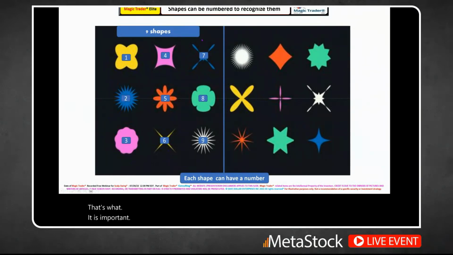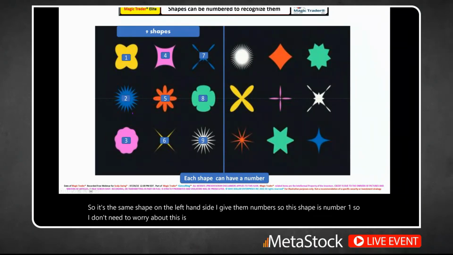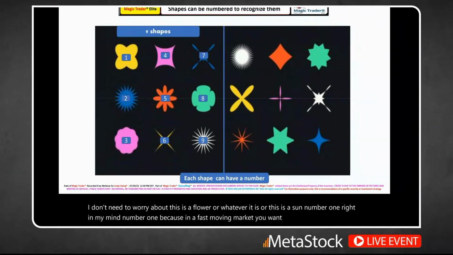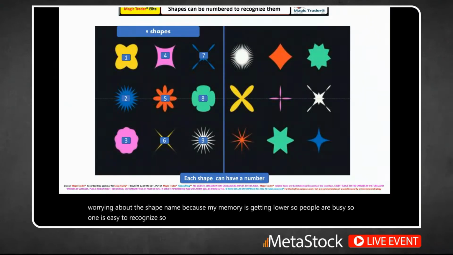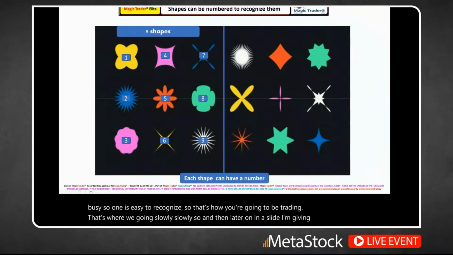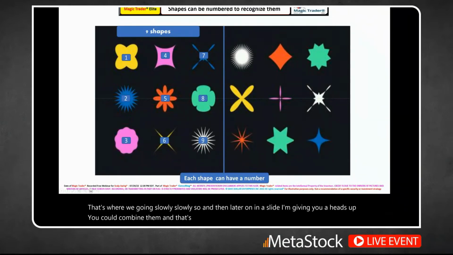Now it's the same shape on the left-hand side. I give them numbers. So this shape is number one. I don't need to worry about whether this is a flower or a sun. Number one, right? In a fast-moving market, you want to recognize number one instead of worrying about the shape name, because my memory is getting lower. People are busy, so one is easy to recognize. That's how you're going to be trading. That's where we're going, slowly, slowly. Later on in a slide, I'm giving you a heads up, you could combine them. That's what we're going to go on to in the next slide, I guess.